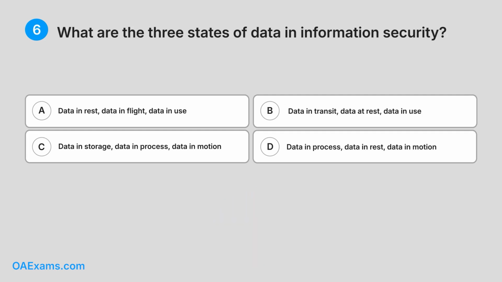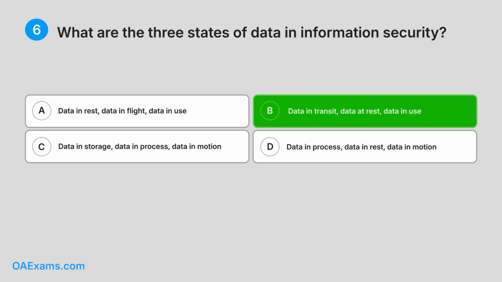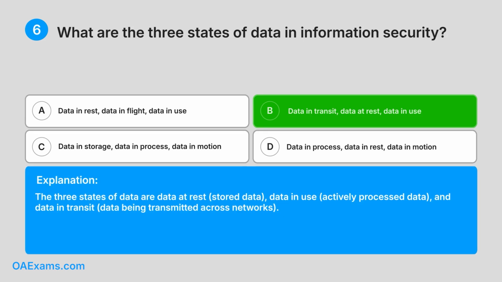Correct answer: B. Data in transit, data at rest, data in use. Explanation: the three states of data are data at rest, stored data; data in use, actively processed data; and data in transit, data being transmitted across networks.